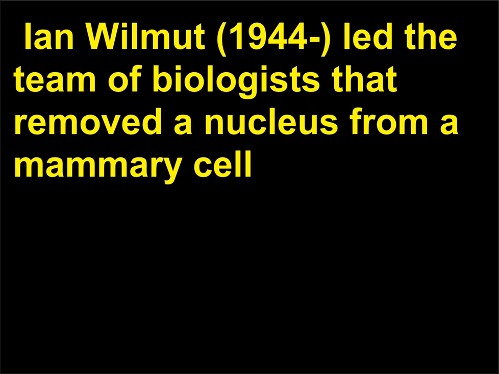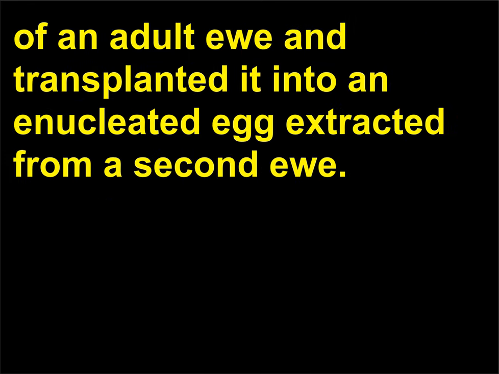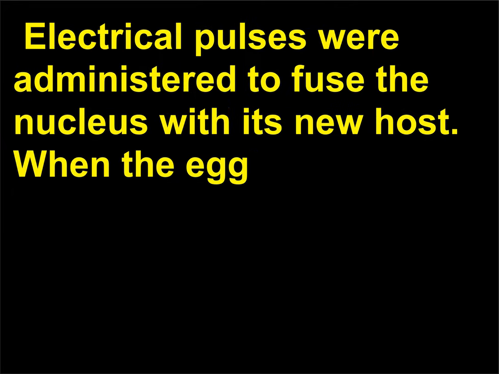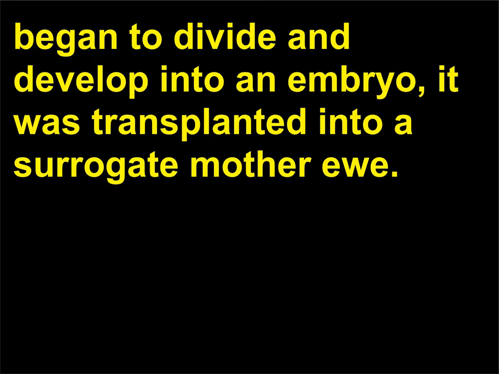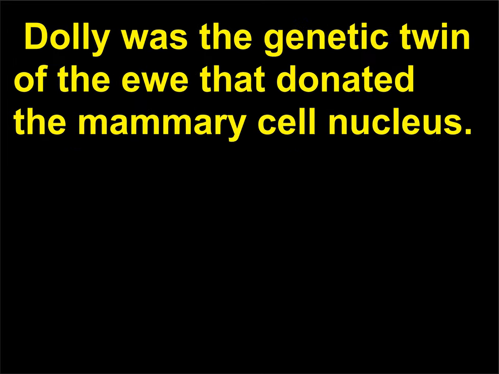Ian Wilmut, 1944, led the team of biologists that removed a nucleus from a mammary cell of an adult ewe and transplanted it into an enucleated egg extracted from a second ewe. Electrical pulses were administered to fuse the nucleus with its new host. When the egg began to divide and develop into an embryo, it was transplanted into a surrogate mother ewe. Dolly was the genetic twin of the ewe that donated the mammary cell nucleus.